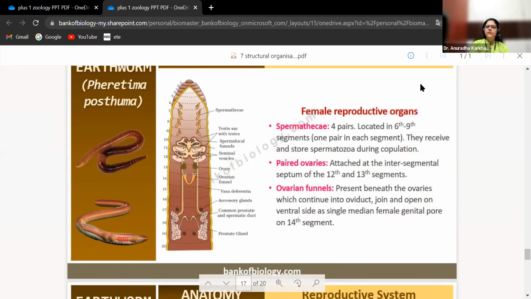How many segments do earthworms have? First to 30th are the important ones. Yes, this.